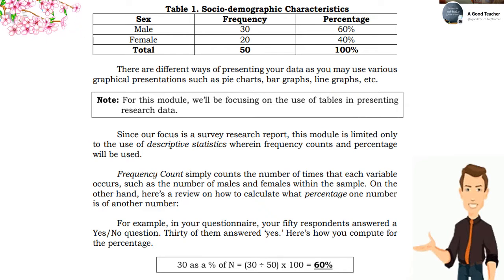Frequency count simply counts the number of times that each variable occurs, such as the number of males and females within the sample. On the other hand, here's a review on how to calculate what percentage one number is of another number. For example, in your questionnaire, your 50 respondents answered a yes, no question. 30 of them answered yes. Here's how you compute for the percentage.